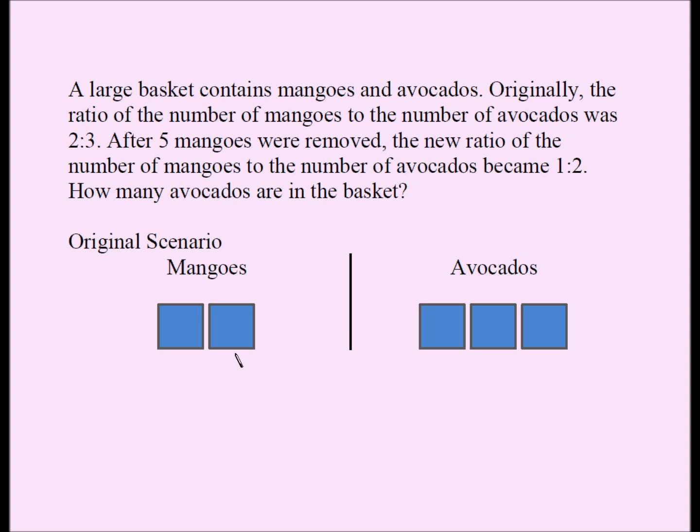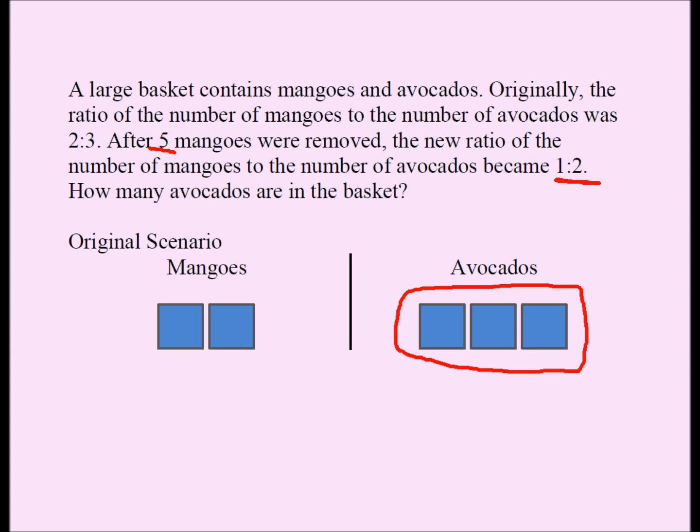Okay, here is the deal. Some of the mangoes were removed. 5 of the mangoes were removed. And the ratio became 1 to 2. That means for every 2 avocados, they had 1 mango. Now the problem with this portion is it's hard to cut this into 2 pieces because I have 3 boxes. Of course I can. I would have 1.5, but I don't want to do that.